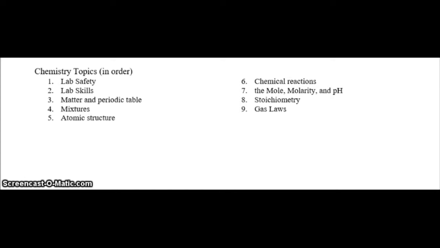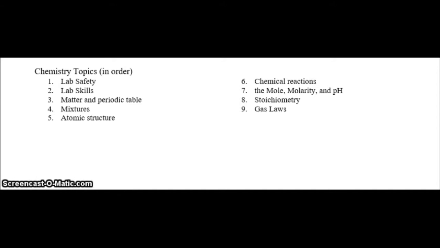Unit 3, we're going to talk about matter and the periodic table. We'll talk a little bit about how the periodic table is laid out and some features of the periodic table and why elements are arranged in the way that they are. And we'll also talk about different types of matter and their properties. Unit 4 deals with mixtures. We will be looking at different types of mixtures and the different techniques we can use to separate them.